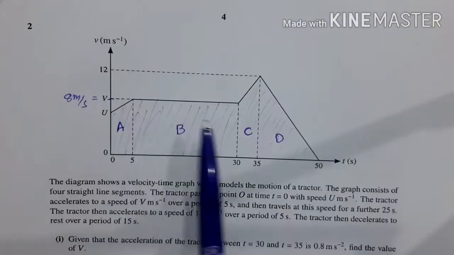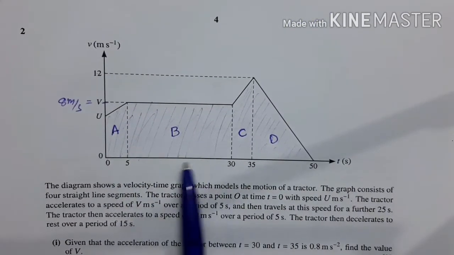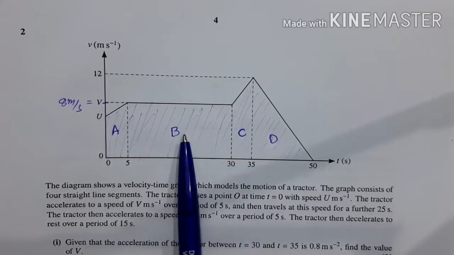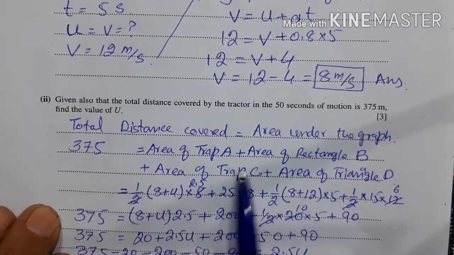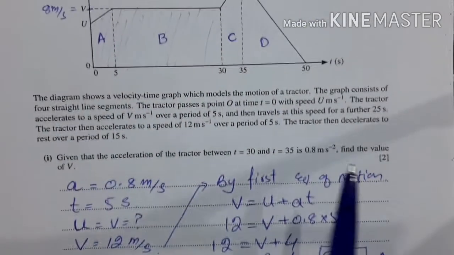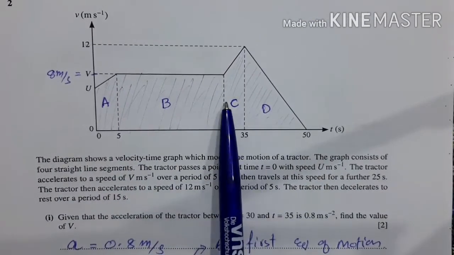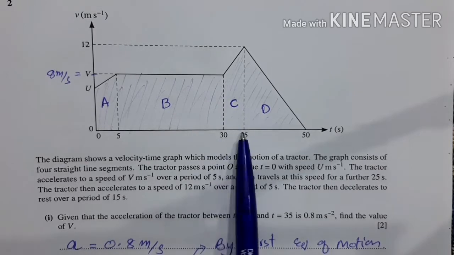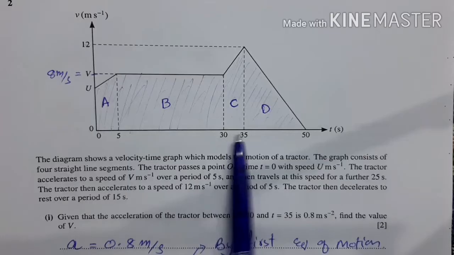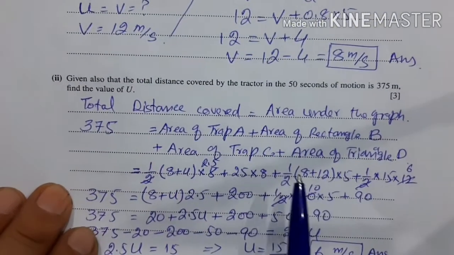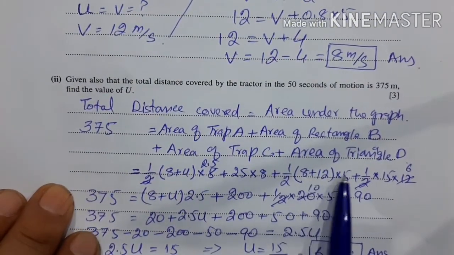And the rectangle is 25 into 8. This is rectangle, 25 into 8. The trapezium C is sum of 2 parallel sides into this height. So this is 8 and this is 12 and height is 5. So 1 by 2 into 8 plus 12 into 5.